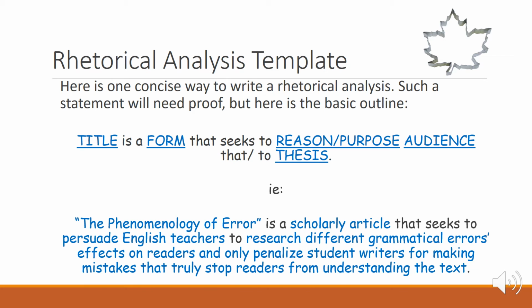Here's an example. The Phenomenology of Error, the title, is a scholarly article, the form, that seeks to persuade, the reason or purpose, English teachers, the audience, to research different grammatical errors' effects on readers and only penalize student writers for making mistakes that truly stop readers from understanding the text. Which is my paraphrase of the thesis of that particular article. Now it's a little long and I could revise it, but I think it does a good enough job of saying what the text is, what it wants to do, to whom, and why.